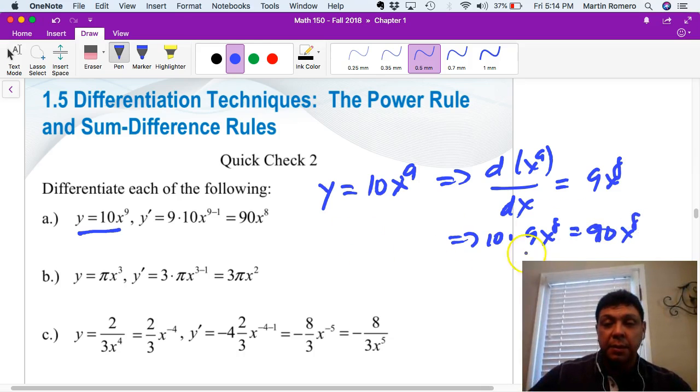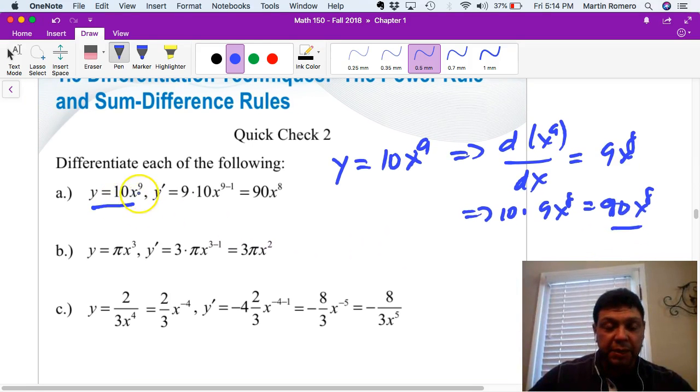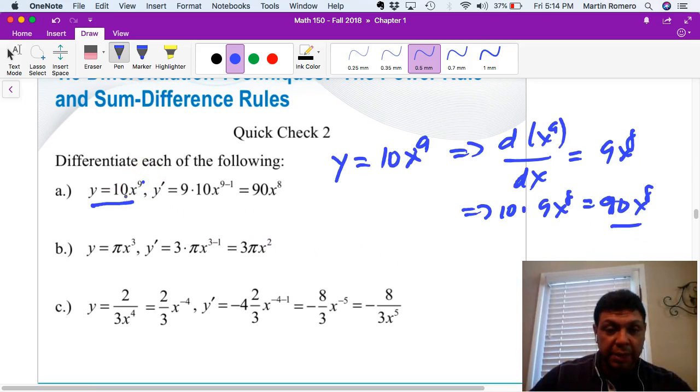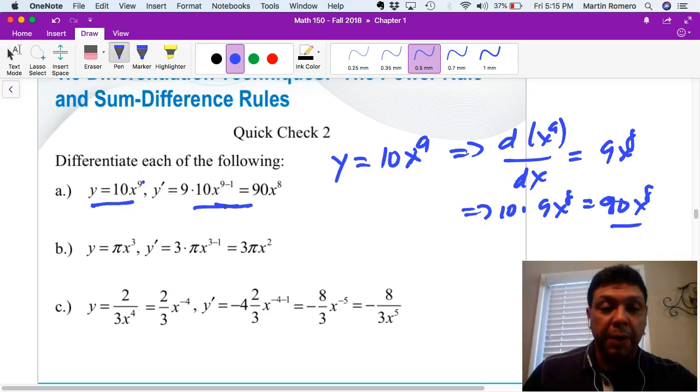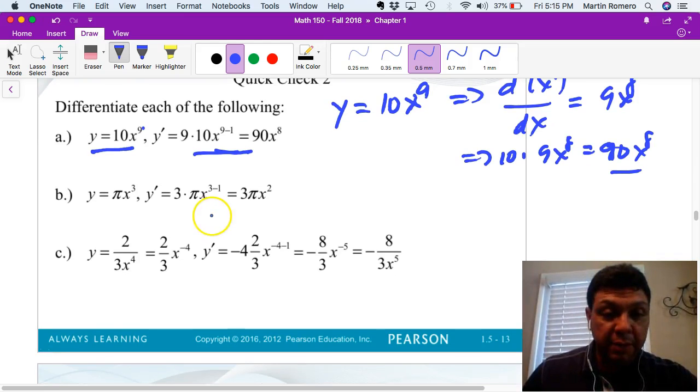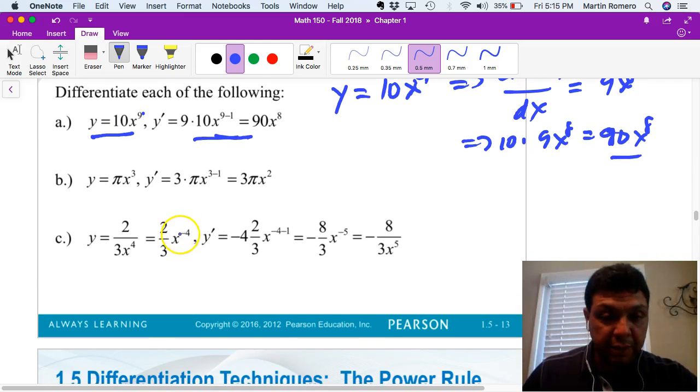to the 8. And so you get that same answer, but we get that same thing by doing 9 times 10, 90, and then x to the 8. So then again, that's related to your power rule, and so then you end up with that. So again, take a look at those and how that gets done.